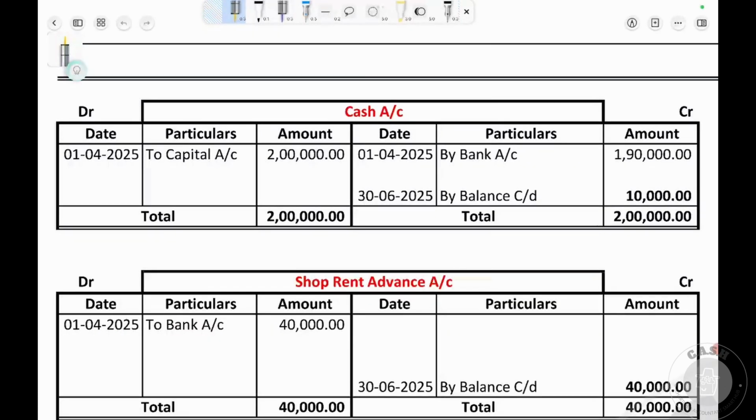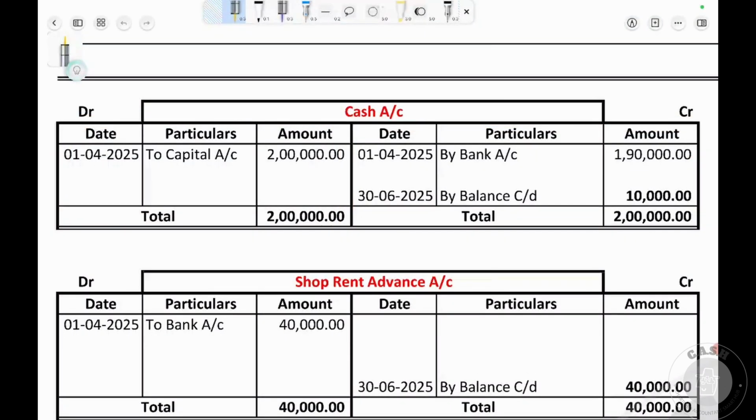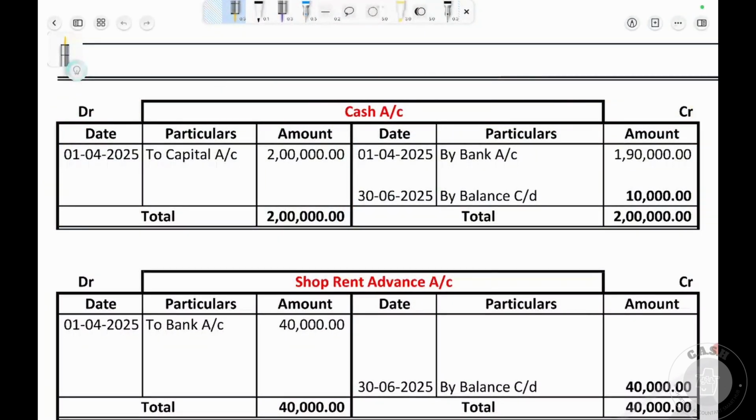Every ledger will have two sides, that is debit and credit. In the debit portion, we have date, particulars and amount, and in the credit portion also we have date, particulars and amount. So this set is called a ledger. Debit side always uses the word "to", credit side always uses the word "by".